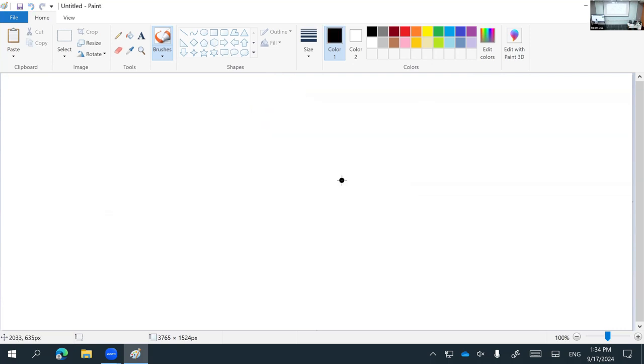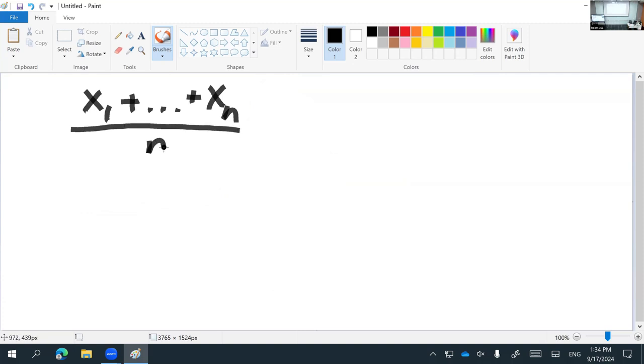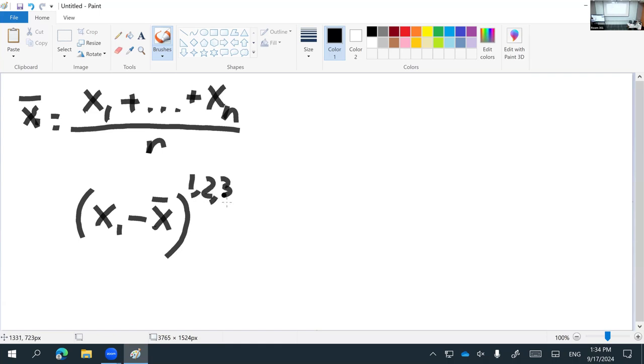So these are the moments. The moment, by the way, looks like this. If I talk about the data, the moment is x1 plus ... xn divided by n. Whereas if you talk about the central moment, it's xi minus x bar, where this is x bar, and then to the power 1 or 2 or 3 or 4. That's what I mean by central moment.